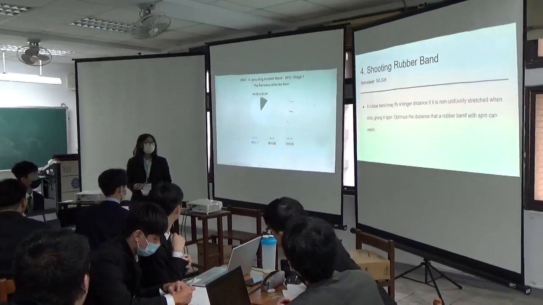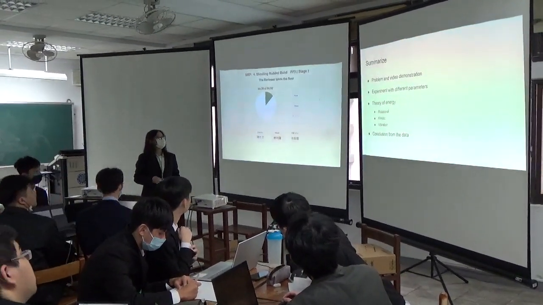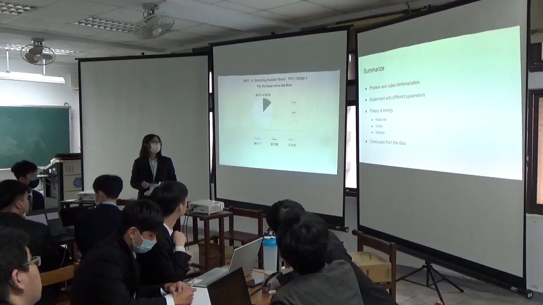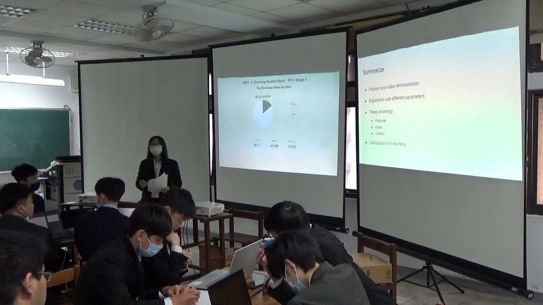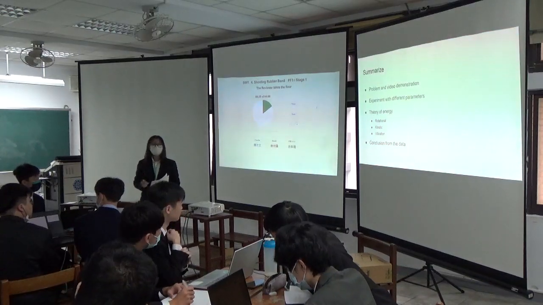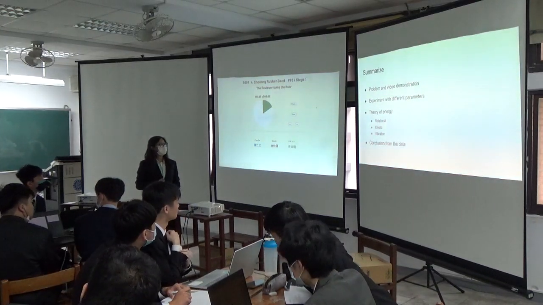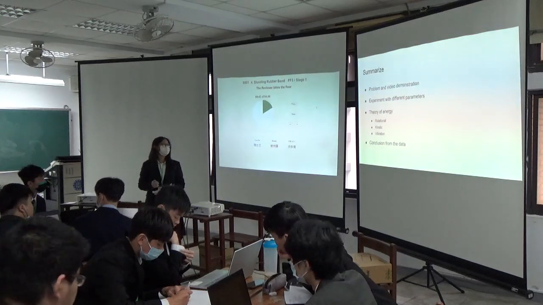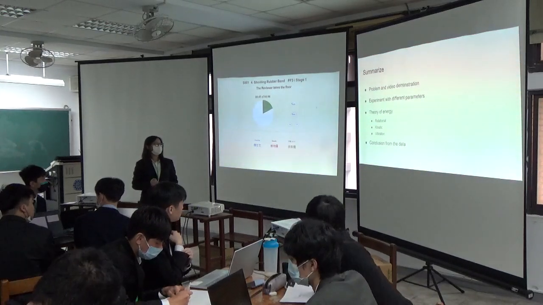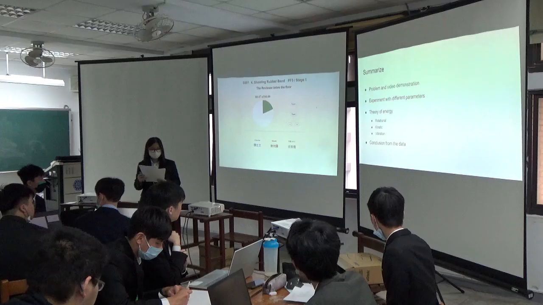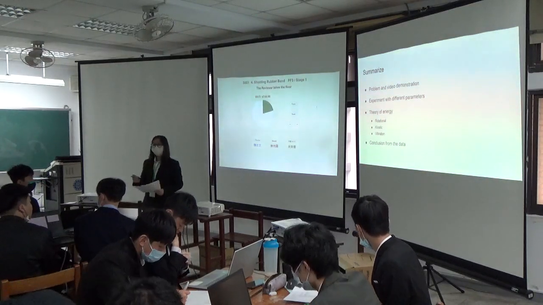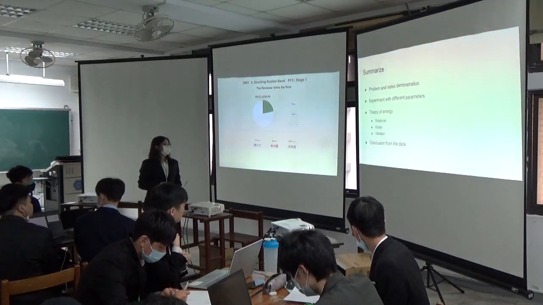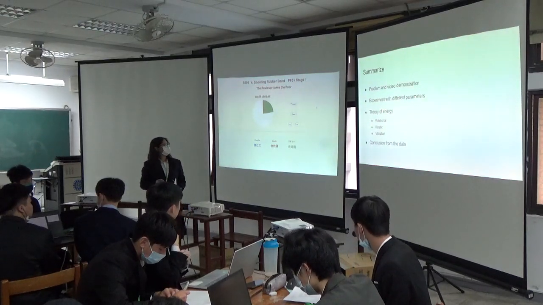We're the reviewer, and the topic is shooting rubber band. First, this is the summary of the reporter. First, they have a problem and video, so they demonstrated the problem with a video. Then they did the experiment with different parameters. And they have the theory of energy, including kinetic energy, rotational energy, vibration energy, and energy loss. And at last, they had a conclusion from the video.